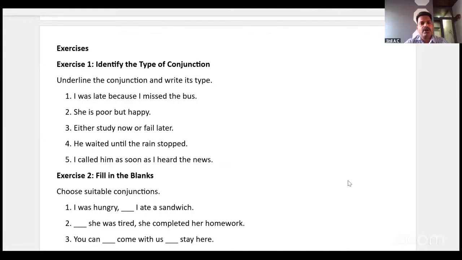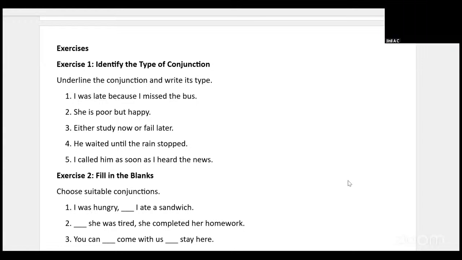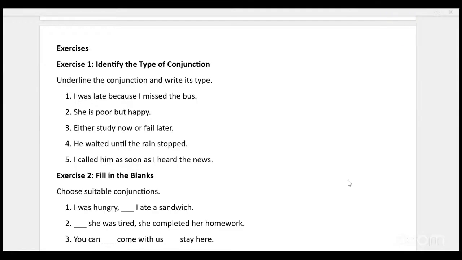Great. She is poor but happy. What is the conjunction there? But is the conjunction. It's a coordinating conjunction. Great. Either study now or fail later. What is the conjunction there? Either or. What kind of conjunction is that? Correlative conjunctions. So that is a correlative conjunction.